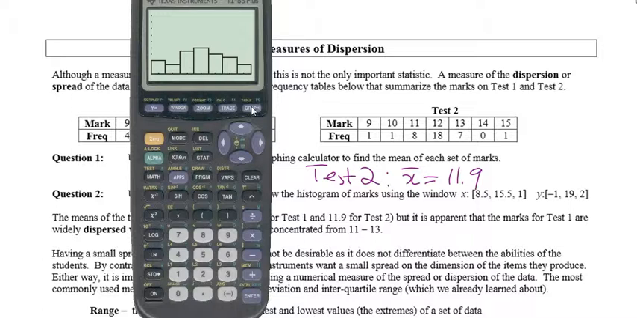Now, let's do the histogram for test 2. So we just take a note. All right, yeah, that's what it looks like. So go to y equals, plot, same thing. But now I'm going to change my frequencies to be L3.